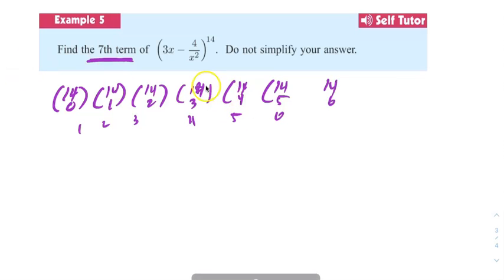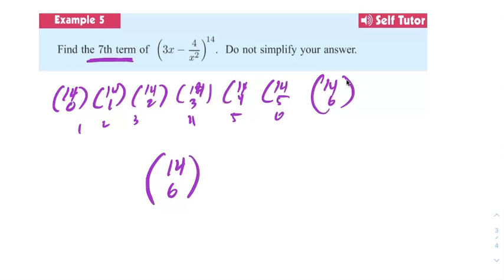Again, you don't have to do this every single time. If you know it, I have it memorized. If you have it memorized, it's always one less. You just expand this one. So we need to expand 14, 6. Right, so if I know that's the value I want, then first term, 3x. Second term, negative 4 over x squared.